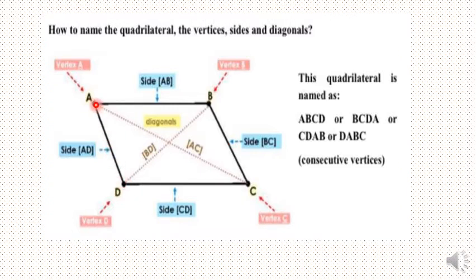Similarly, if I want to name a diagonal, a diagonal joining 2 points, which are A and C. So this is diagonal AC and this is diagonal BD. We use brackets to name segments. So we use brackets to name diagonals and sides. Okay, let's take an example.